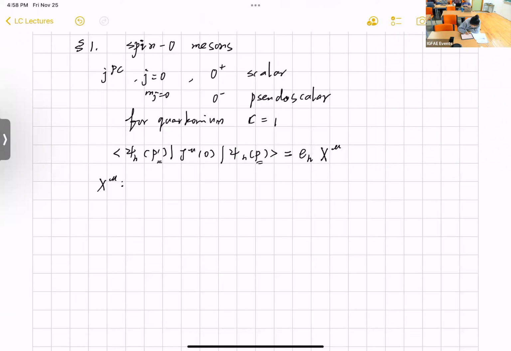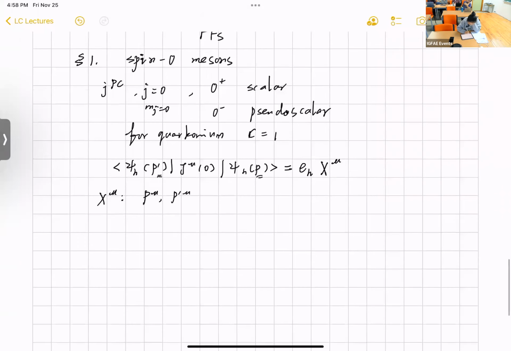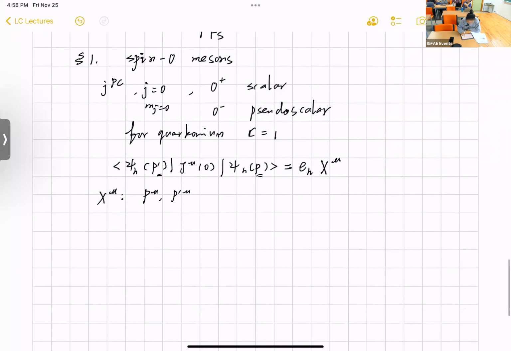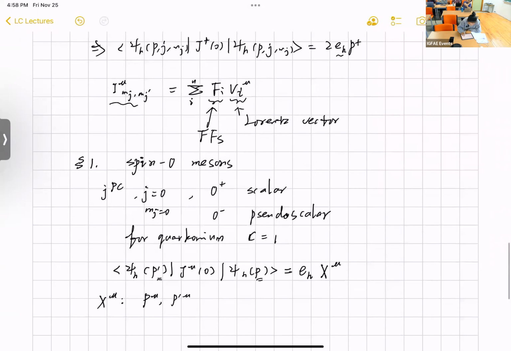So naturally, the candidates for the X^μ are p^μ and p'^μ. Okay? Those are the vectors, but we also need to know what the relevant scalars are. This is finding the arguments of the form factors, because the form factors should depend on something, right?